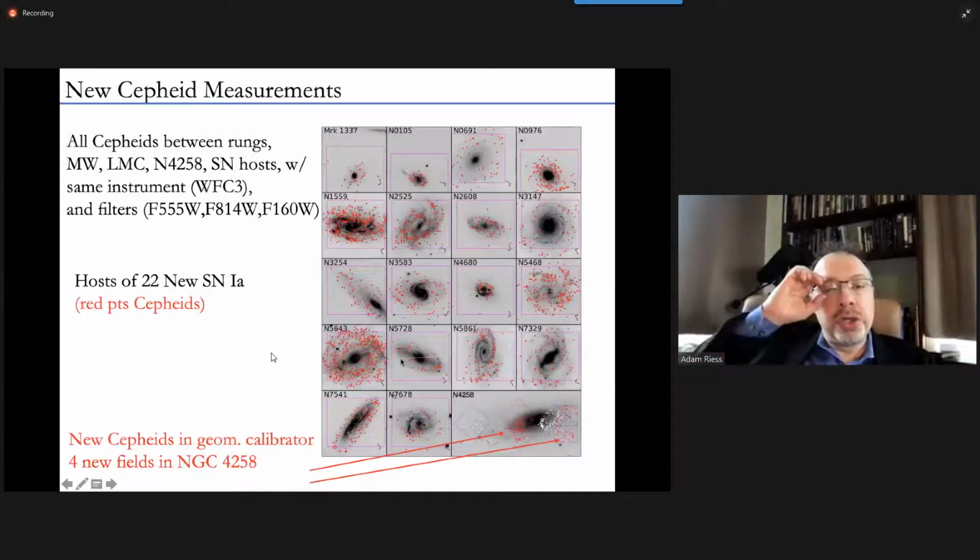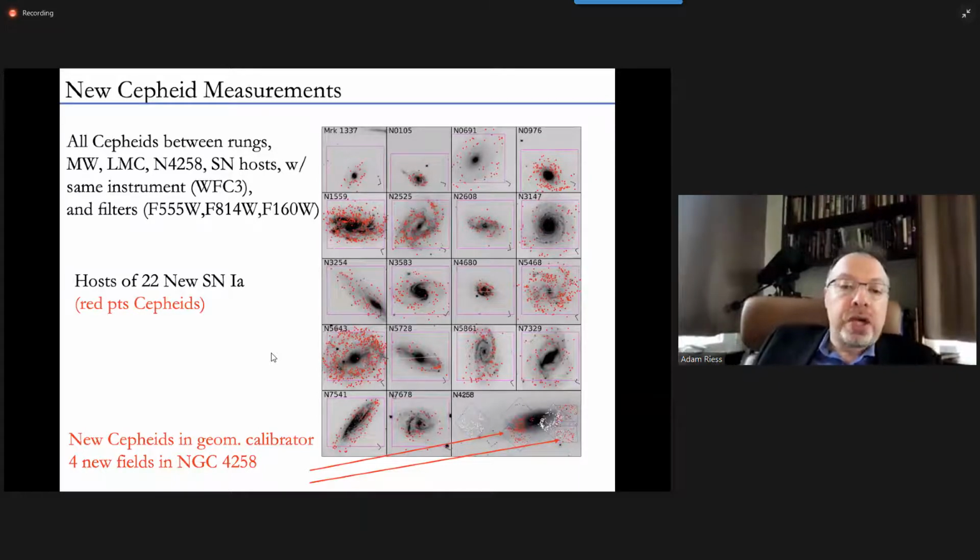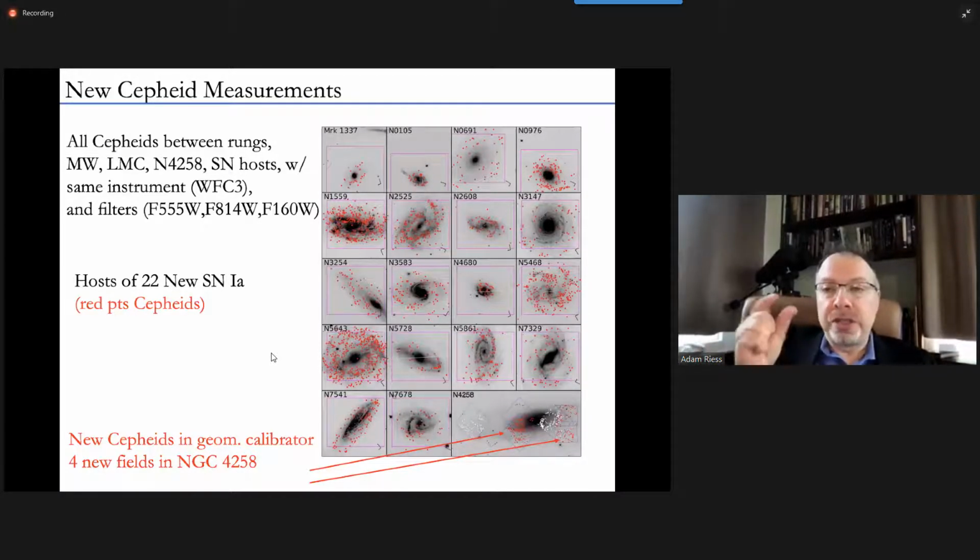Okay, so let me just show you briefly a little bit about the new data. And so we have found Cepheids, the red dots you see, in the hosts of 22 new type 1a supernovae. Now, we have also observed Cepheids in the Milky Way, the Large Magellanic Cloud, and NGC 4258, as well as these Cepheids using the same instrument with UVIS and the same set of 3 filters. That's what makes this a purely differential measurement. At the same time, this year, we have observed 4 new fields in NGC 4258, which has allowed us to more than triple the sample of Cepheids there.